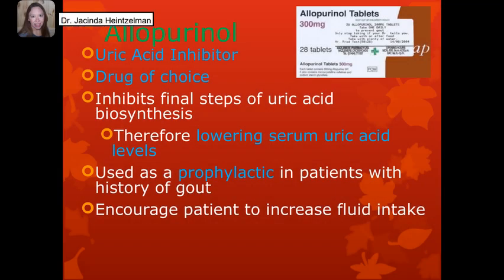What exactly does allopurinol do? Well, remember, what's happening in gout? We have that increase in uric acid blood levels. So allopurinol is going to help inhibit the uric acid. It is going to be our drug of choice. What it will do is inhibit the final steps of uric acid biosynthesis. So essentially what it's doing is lowering serum uric acid levels. That's great, because then we won't have the accumulation in the synovial space of those joints.